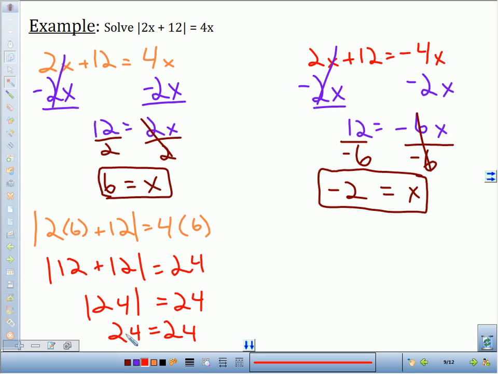So these two are equal. 24 does, in fact, equal 24. So that is a solution. It works. It's not extraneous.